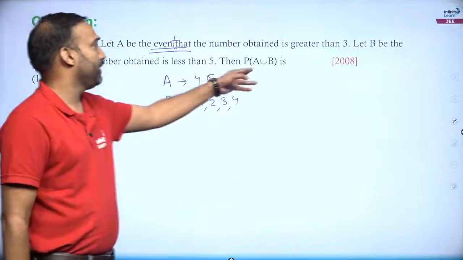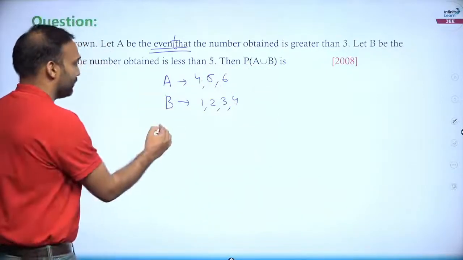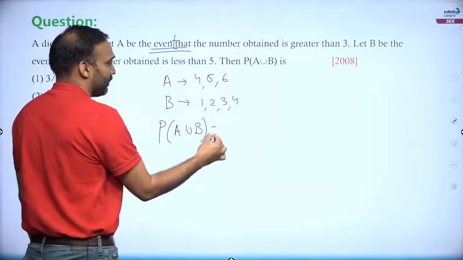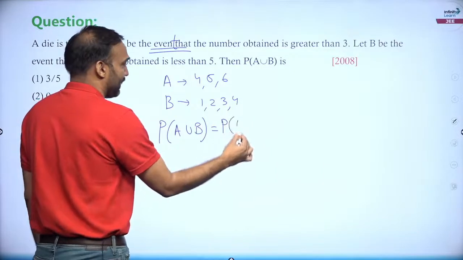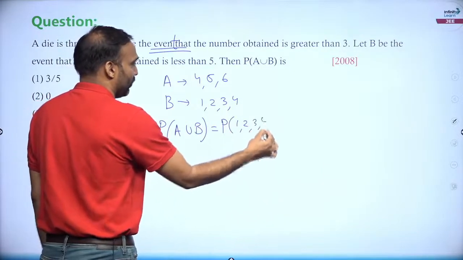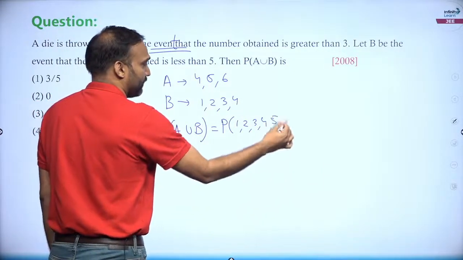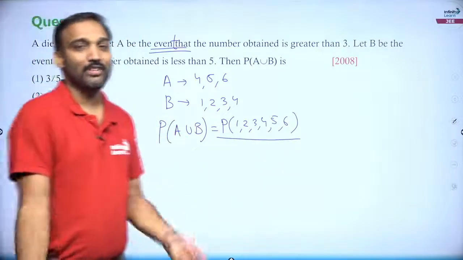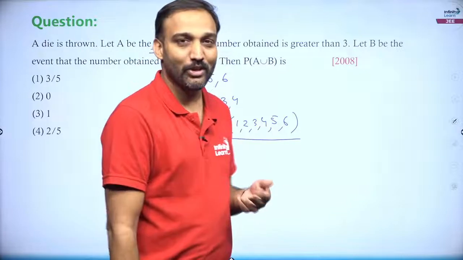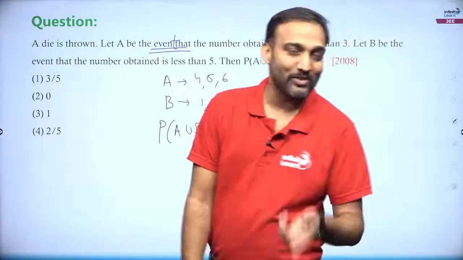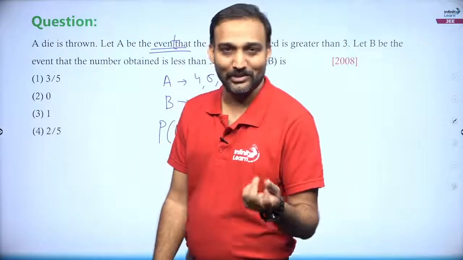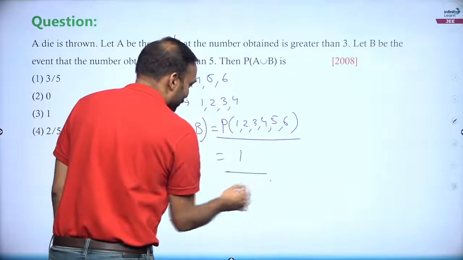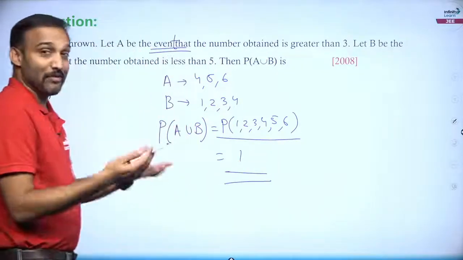Find the probability of A union B. So if I find the probability of A union B, now you combine them: probability of getting either 1, 2, 3, 4, and I don't have to repeat, 5, 6. So if I throw a dice, what is the probability that I will get either a 1 or a 2 or a 3 or a 4 or a 5 or a 6? Silly question. Answer is 1. Because if you throw a dice, one of these will definitely occur.